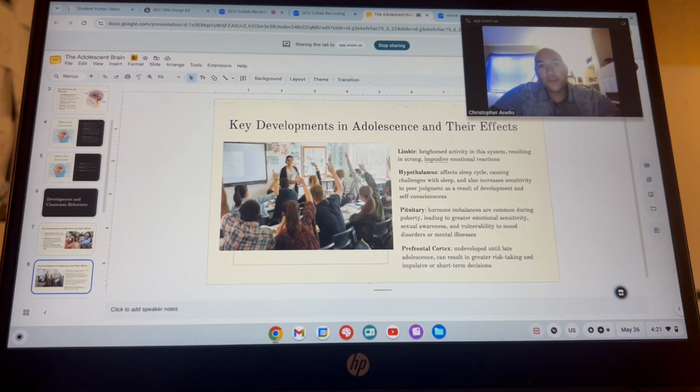You're going to have your pituitary, which is going to be hormone imbalances common during puberty. These kids are going to be dealing with greater emotional sensitivity. So every time the world is ending, whenever a situation happens. Prefrontal cortex, this obviously is underdeveloped until late adolescence, which is going to result in greater risk taking and impulsive or short-term decisions. Teenagers, and pretty much that's the definition of them, is the prefrontal cortex.